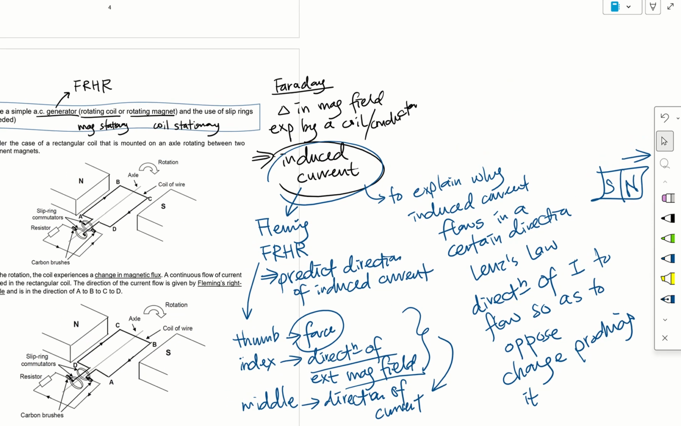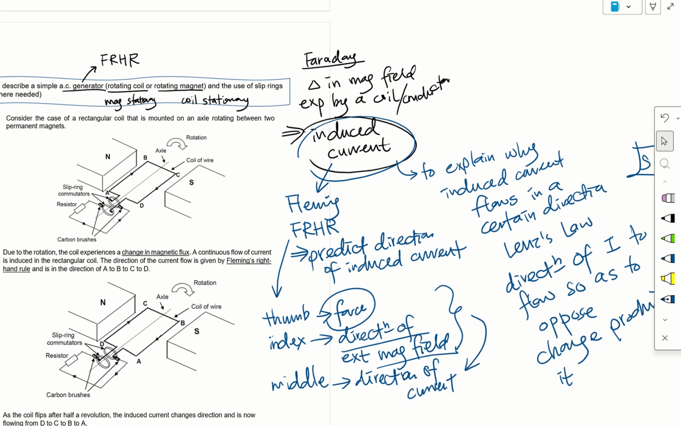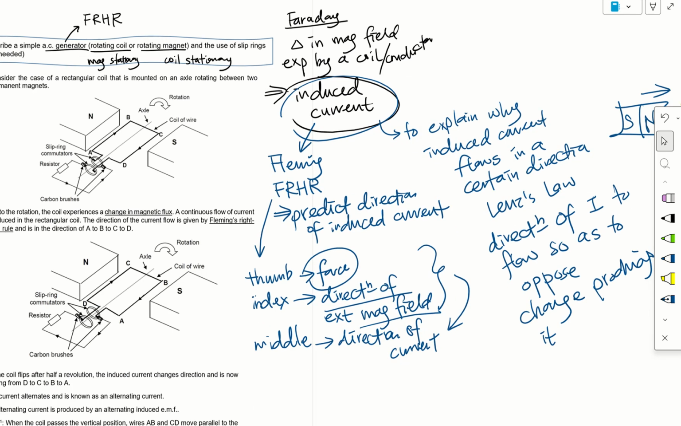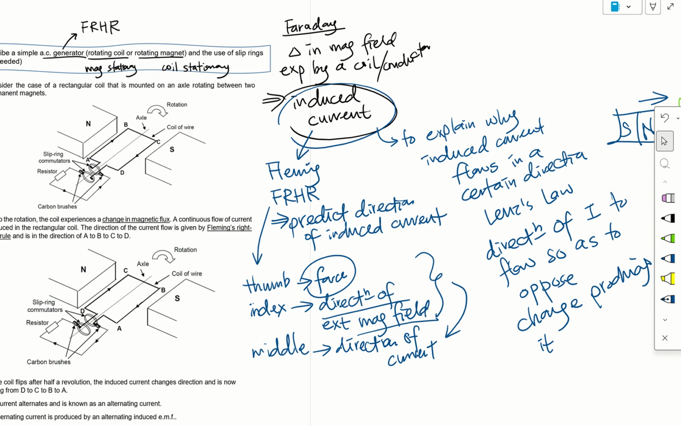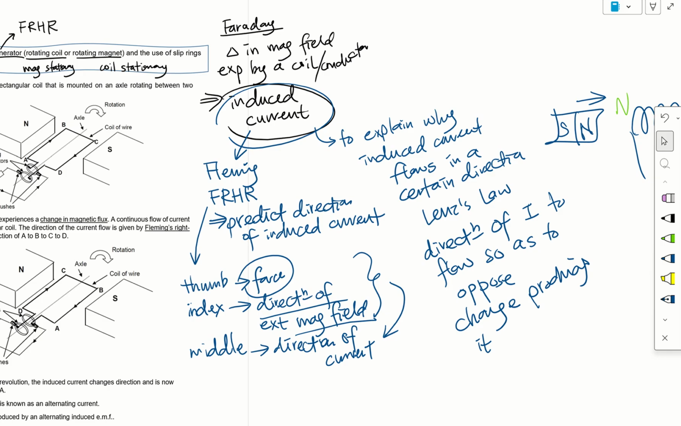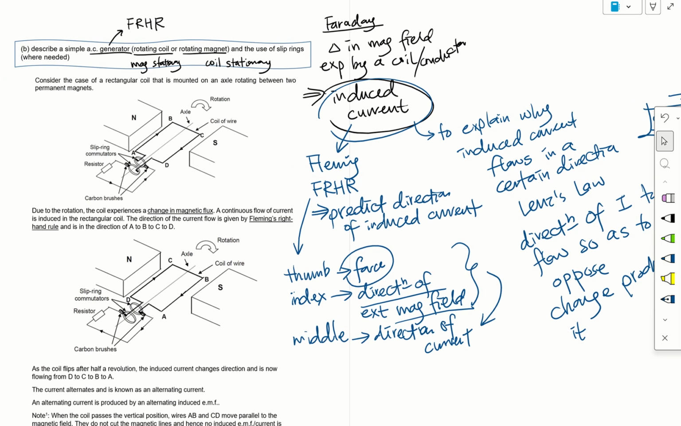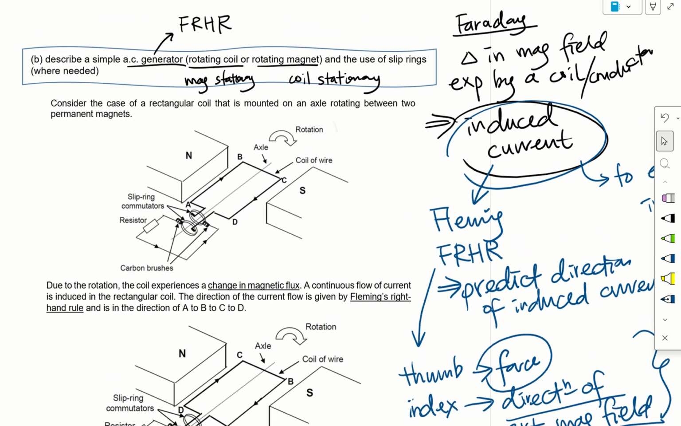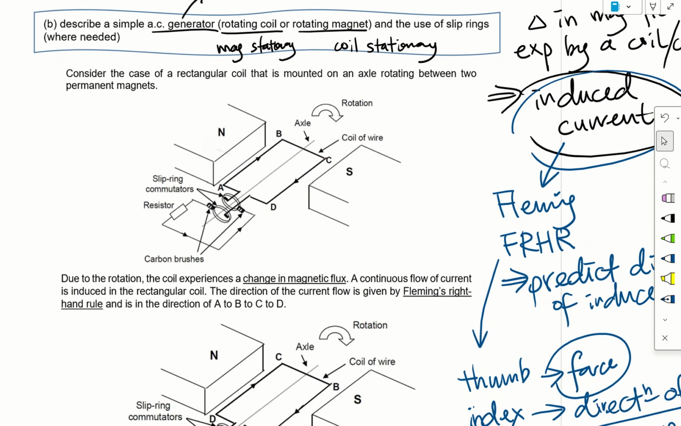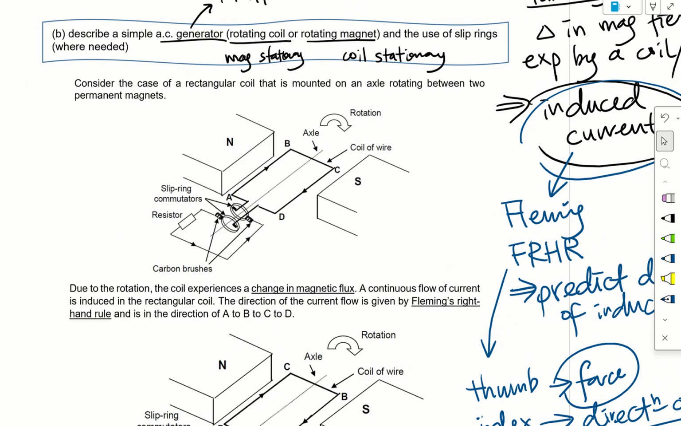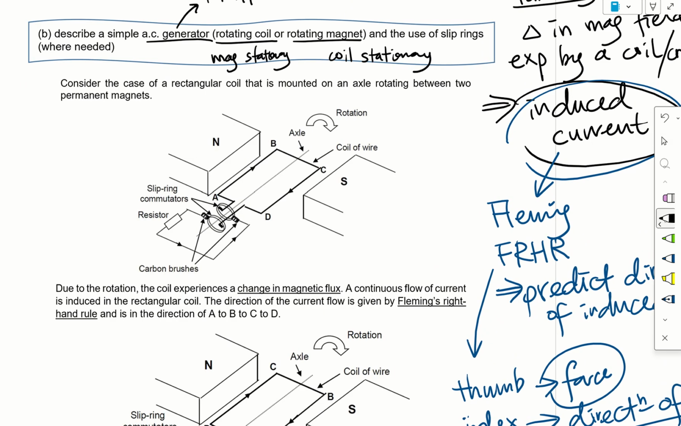So these are the three characters in this chapter. Faraday explains why there is an induced EMF, because there's a rate of change of magnetic flux experienced by the conductor. Fleming tells us the direction of the induced current, and Lenz's law explains why the direction is in such a way. This is what we covered in success criteria A. So now let us go into this AC generator.